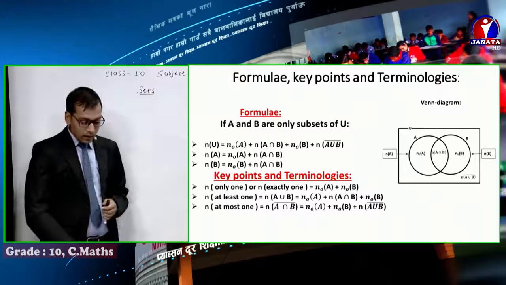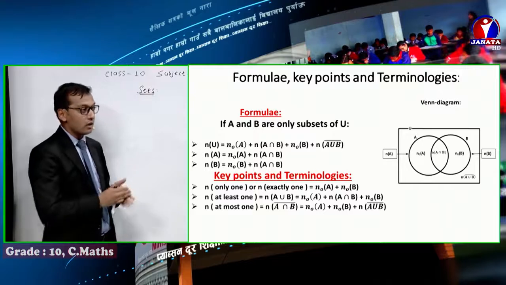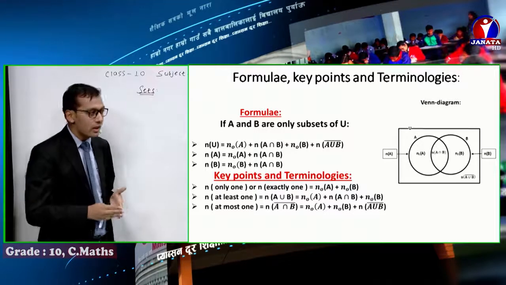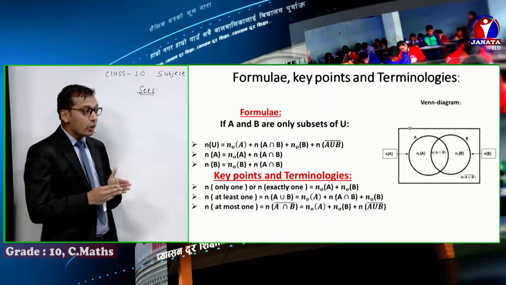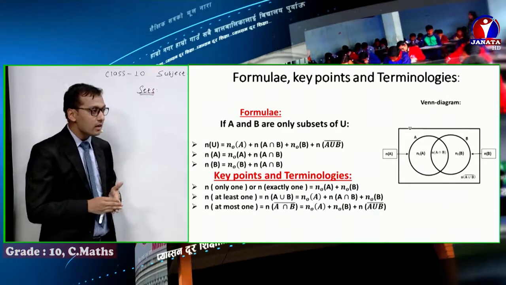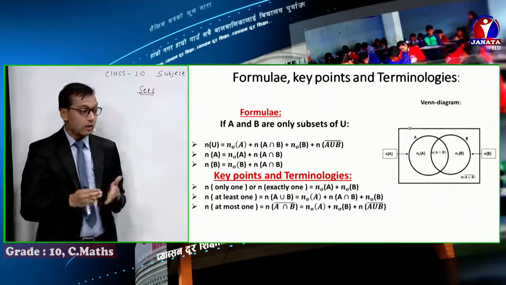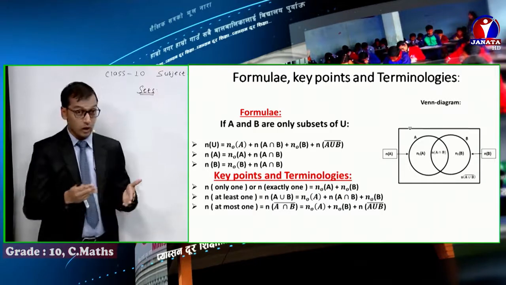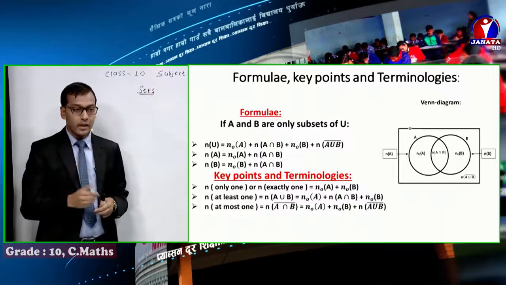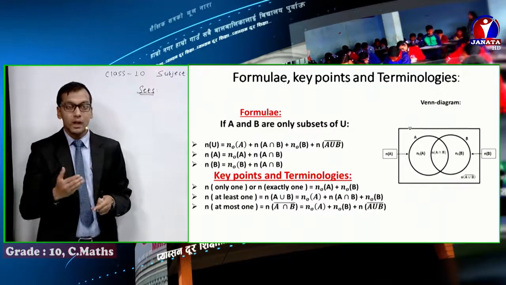Look at the key points. In the first point, what if the question says only one or exactly one? What if the question says at least one? What if the question says at most one? On these three topics we will discuss in our next class.